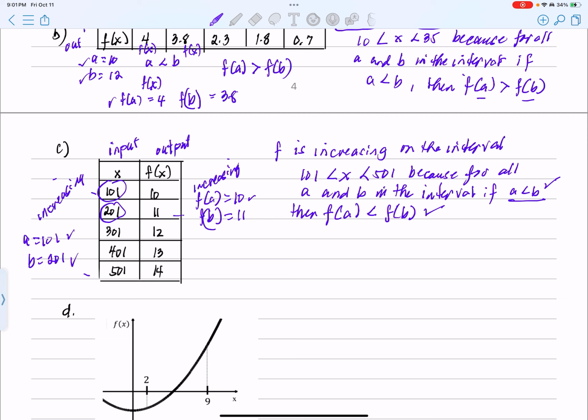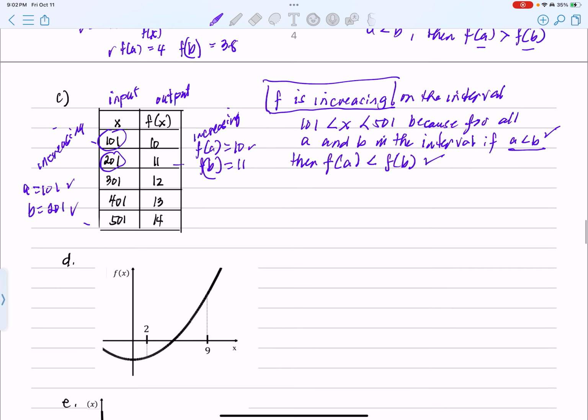But if you look at the pattern of the table, when both are increasing or when both are less than, in terms of interval and function, that means our function is increasing. But in one interval, one is decreasing and the other one is increasing, then it is decreasing. Okay, I hope it's clear.